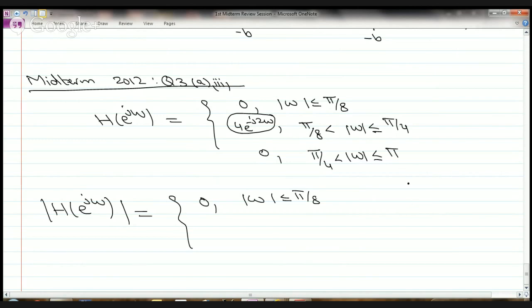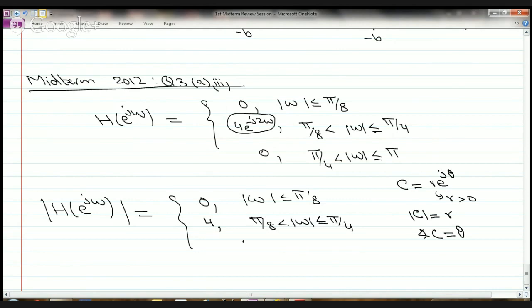But in this case, it's really simple. A complex number c, given in the form r e to the j theta, where r is a positive number, has magnitude simply equal to r, and the phase of that complex number is simply equal to theta. Right? That's just basic complex analysis. So the magnitude is 4 for omega between pi by 8 and pi by 4, and of course the magnitude of 0 is 0.